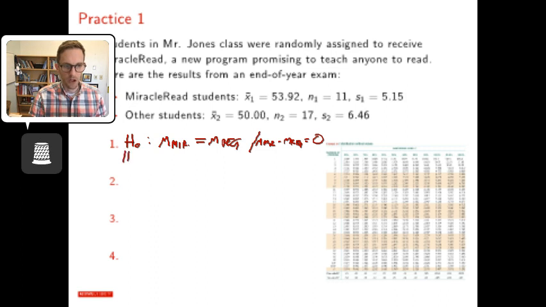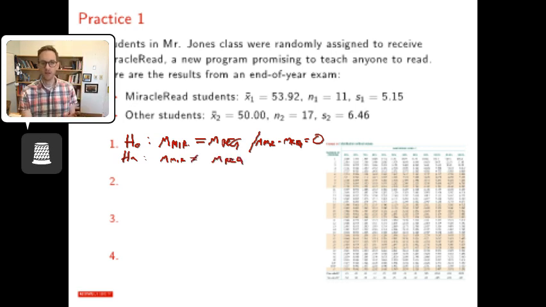An alternative hypothesis would be that mu sub mer is not equal to mu sub reg, or that there is some difference. It might be positive, it might be negative, but it's non-directional. So that would put us at a two-tailed test. Okay, so we stated our null and alternative. Now we need to calculate the test statistic.